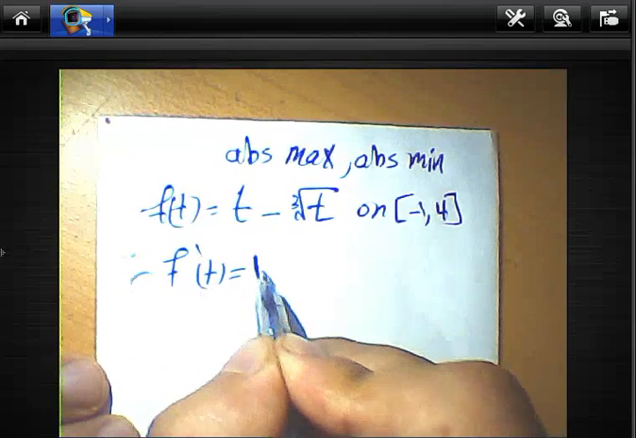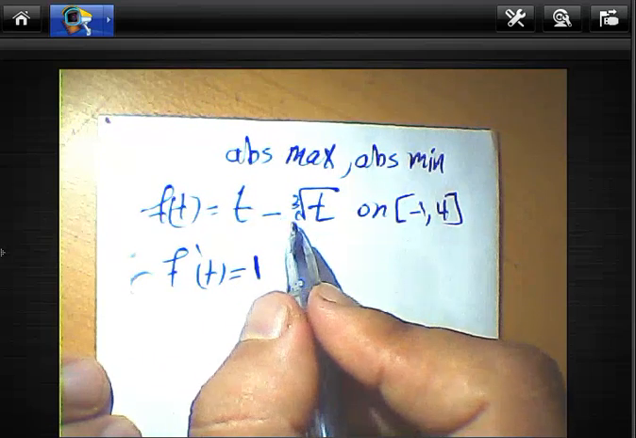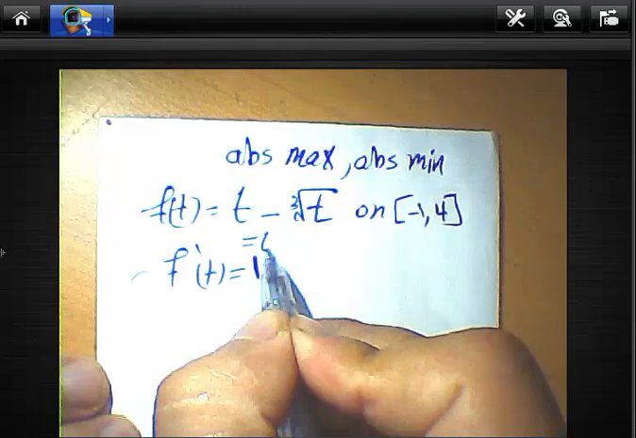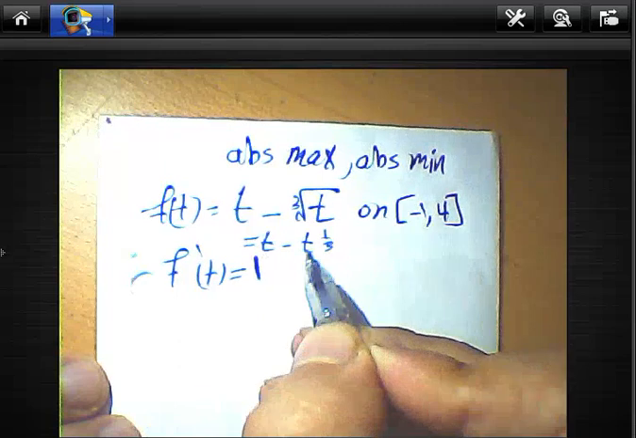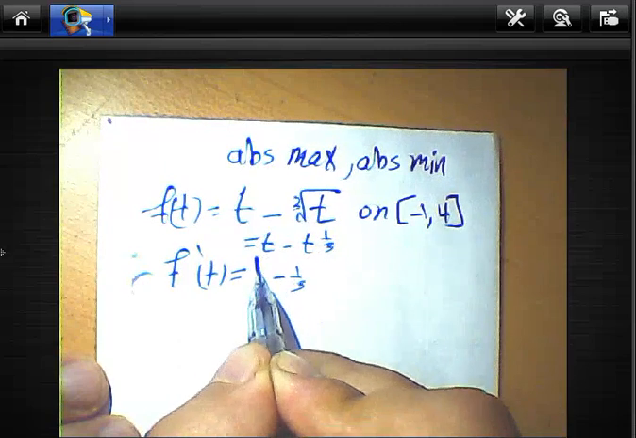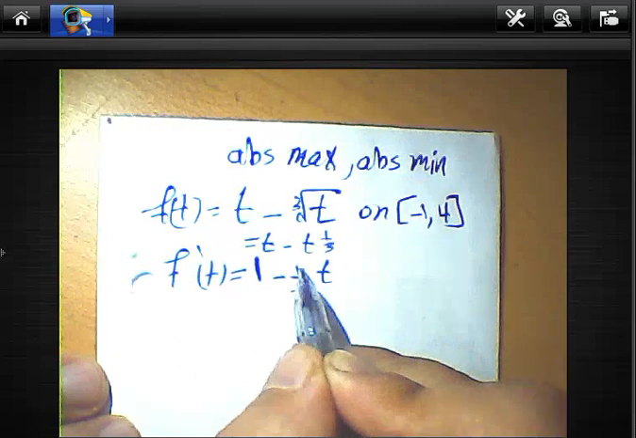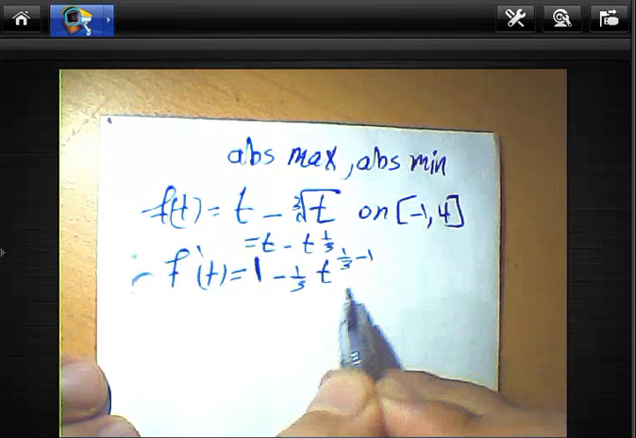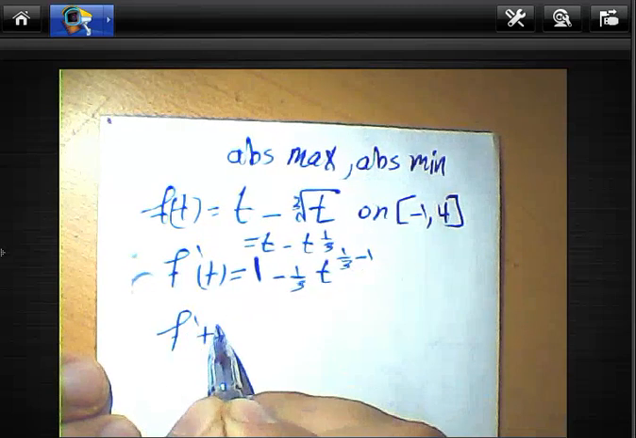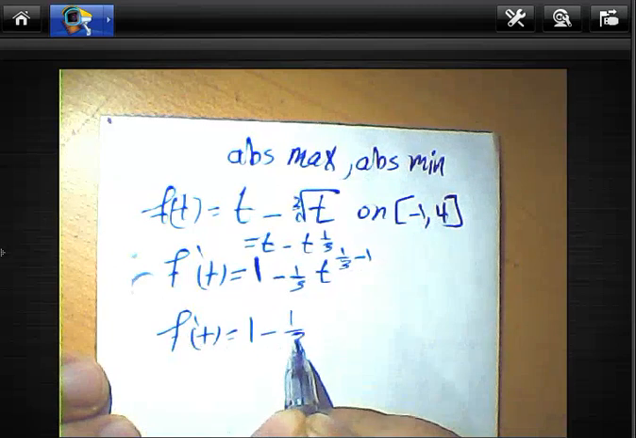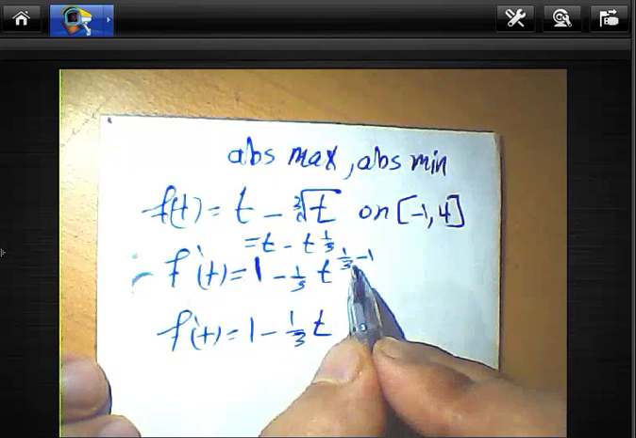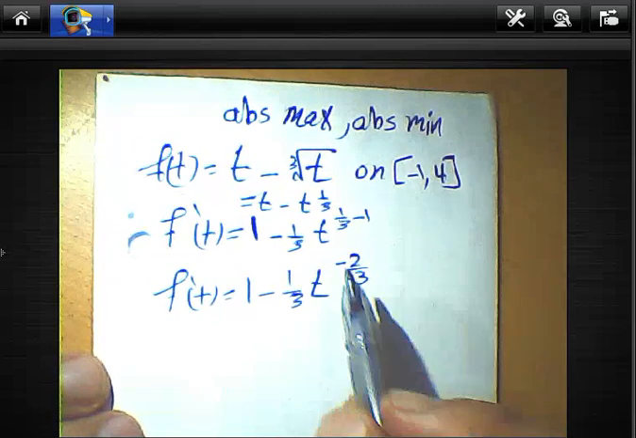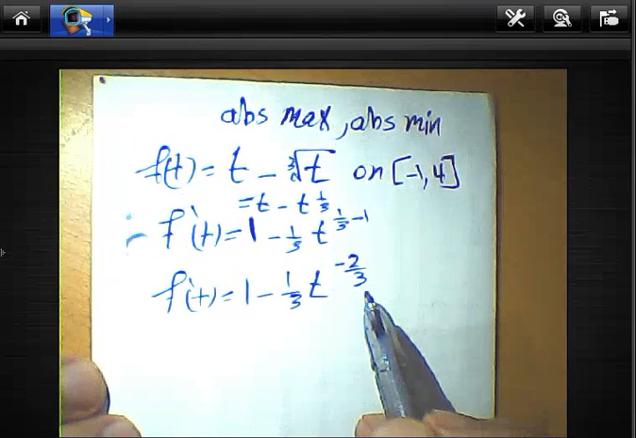It will be 1. We know the derivative of this function will be what? We can drop the power here, because it was t minus t to the power one third. We drop the power one third and subtract 1 from the power, so we write one third minus 1. So f prime of t equals 1 minus one third t to the power of one third minus 1, which equals -2 over 3, because one third minus 1 equals -2 over 3.